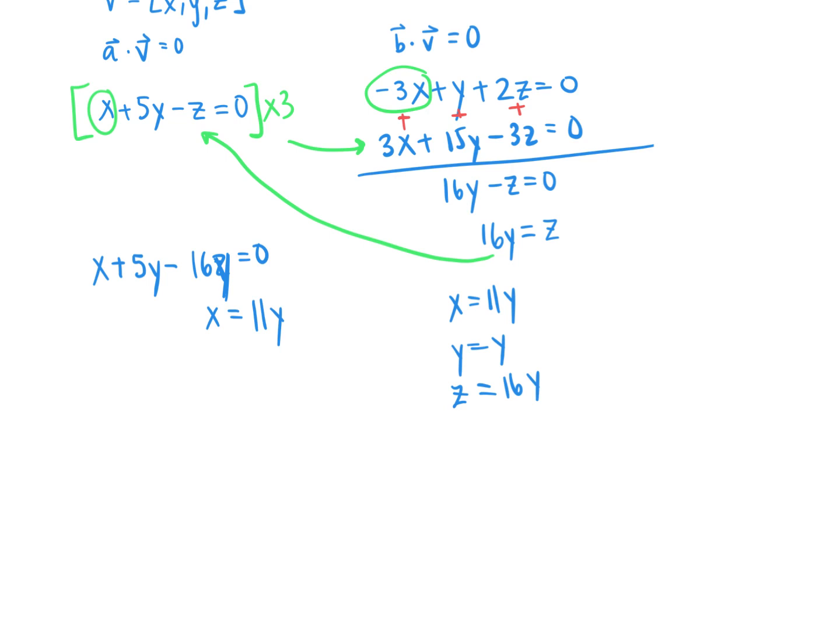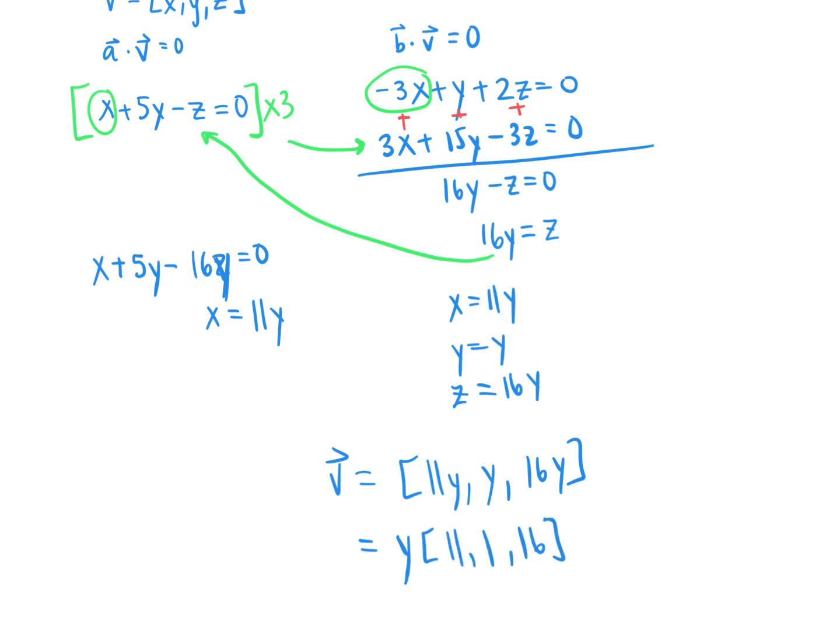Now, in the previous example, we saw that there were an infinite number of options for perpendicular vectors as long as it was a scalar multiple of that original vector. So I can kind of do the same thing here. The vector v is 11y, y, and 16y. I can treat y just as a scalar. And here we are. 11, 1, and 16 is a vector that is perpendicular to A and B, and I can multiply that vector by any scalar besides 0, and I'll get another perpendicular vector.